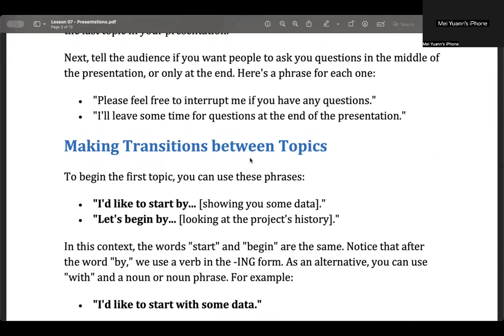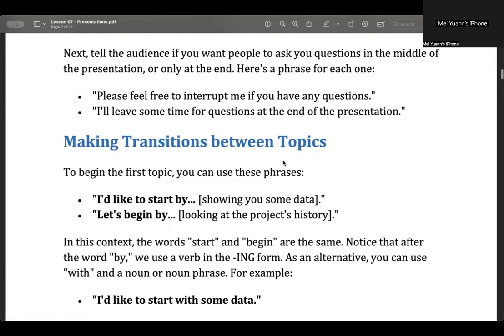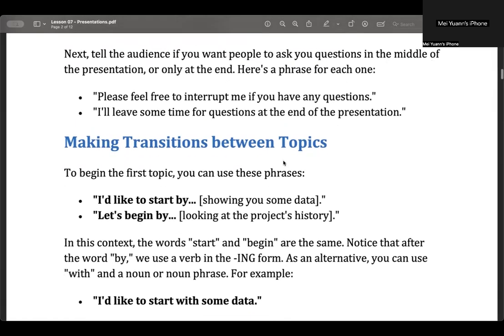Making transitions between topics. To begin the first topic, you can use these phrases. I'd like to start by showing you some data. Let's begin by looking at the project's history. In this context, the words start and begin are the same. Notice that after the word by, we can use a verb. We use a verb in the ing form. As an alternative, you can use with and a noun or noun phrase. For example, I'd like to start with some data.